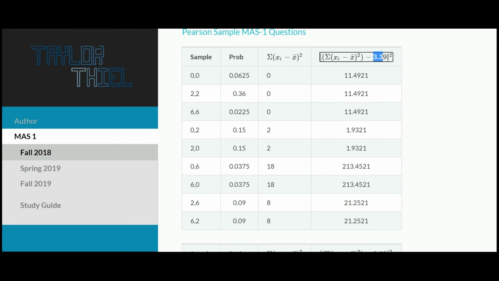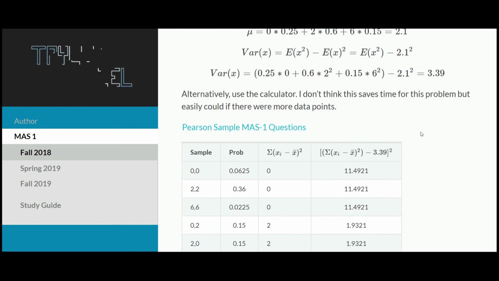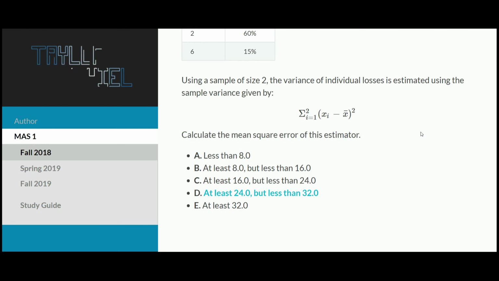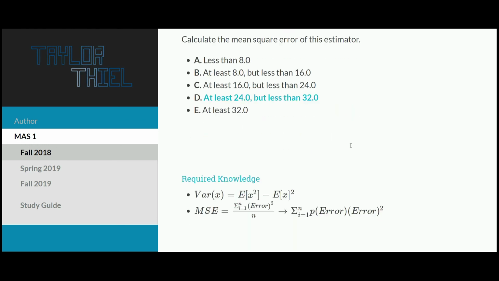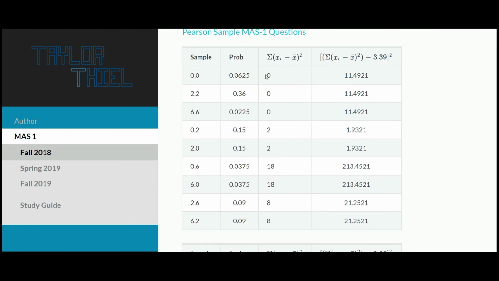So again, we know the true variance, and we calculated this estimate of variance. So scrolling up again, for an estimate of variance, you divide by the sample size minus 1. So since our sample size is 2, we just divide by 1, and that's why it's just this summation. So here we're doing 0 minus 3.39, and then squaring that to get our mean squared error of our variance estimate, and that is this number.